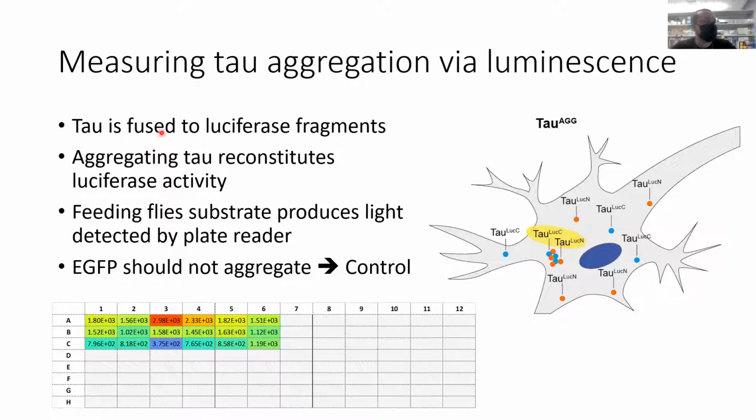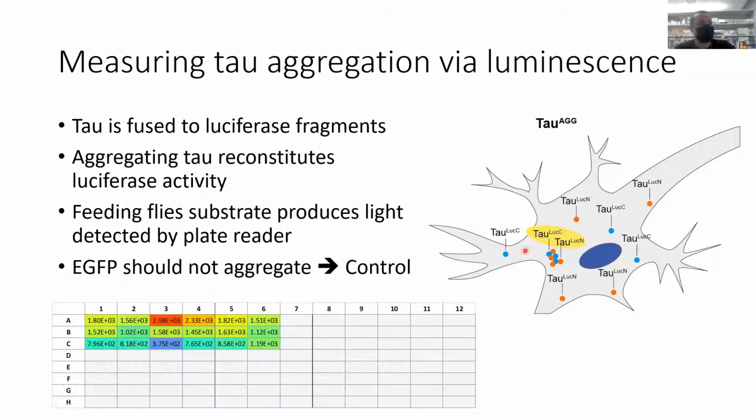So the way it works is a split luciferase assay. We split the luciferase protein that makes fireflies glow in the dark, so it emits light in the presence of its substrate. We split it in half, the C and N terminal halves, and we fuse each half to the tau protein. Now, when tau aggregates, like shown here, the C and N terminal halves of luciferase will come into really close proximity and partially reconstitute activity of the luciferase enzyme. When you then feed these flies the luciferase substrate, the partially reconstituted enzyme will produce light, and that light can be detected in a plate reader.